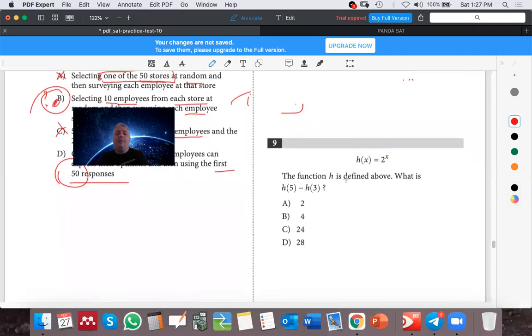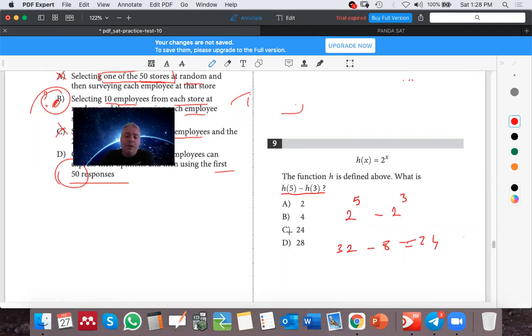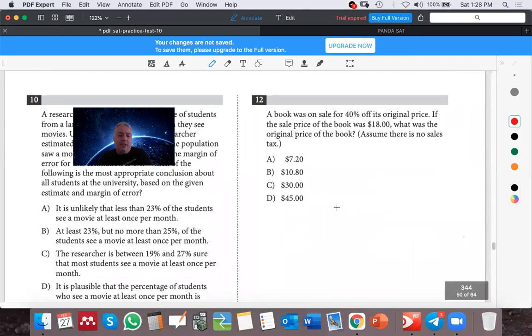Now, question number 9. h of x is this. Find h(5) minus h(3). It's so simple. Instead of x, put 5. Instead of x, put 3. You can even use a calculator: 2 to the 5 is 32, 2 to the 3 is 8. So 32 minus 8 is 24, which means the answer is C. Okay, any question? I think no question.